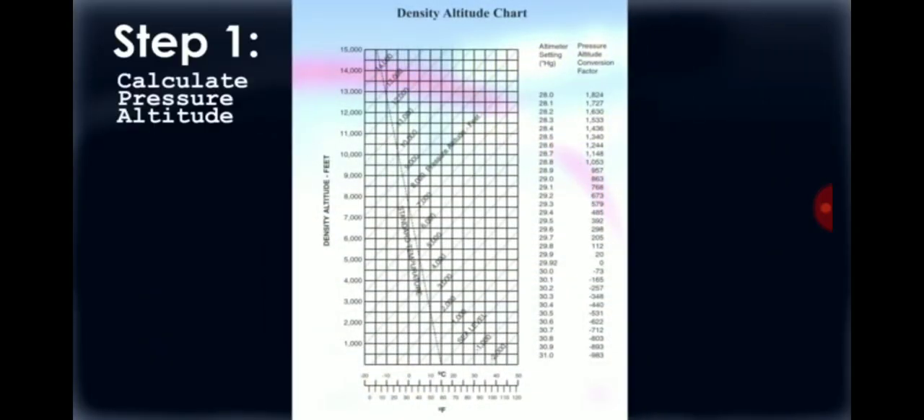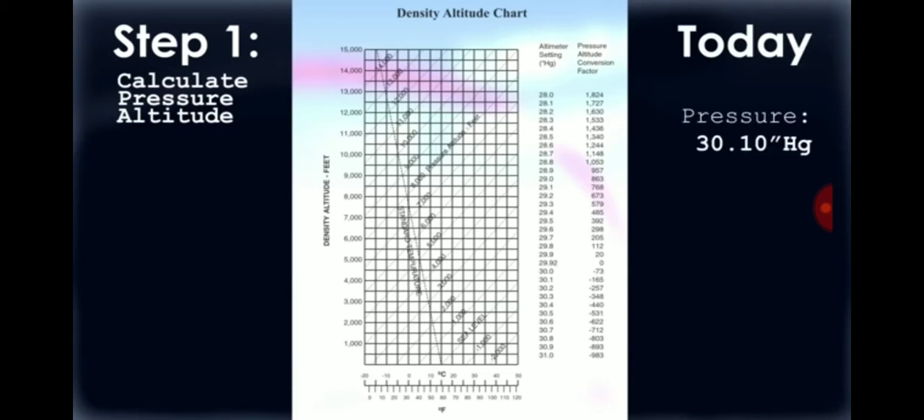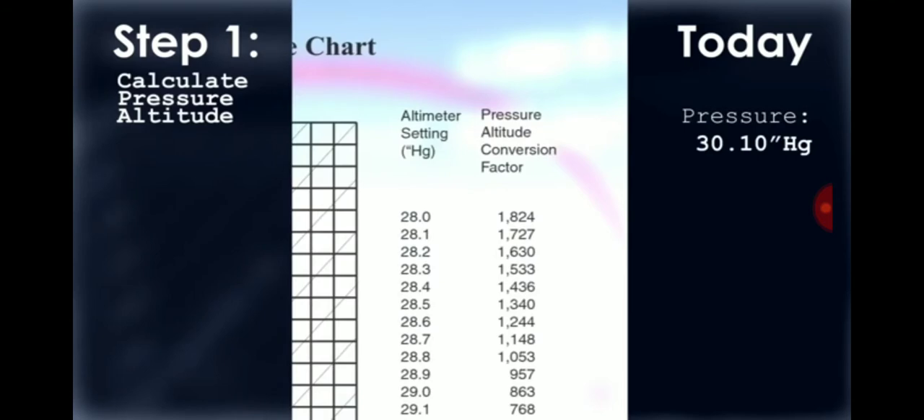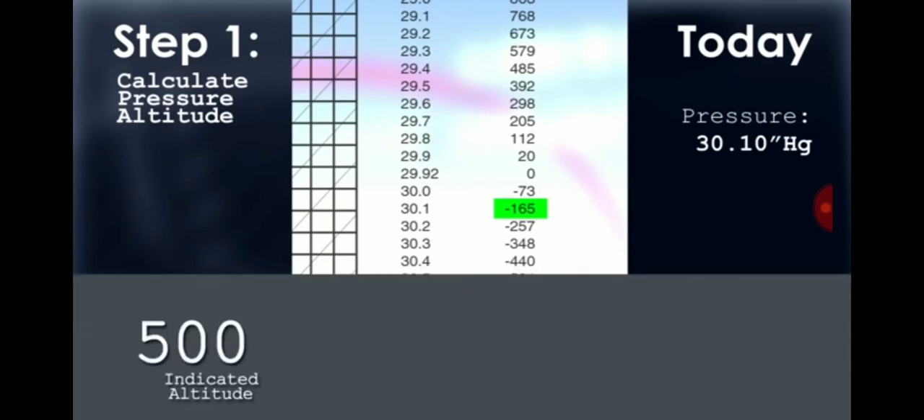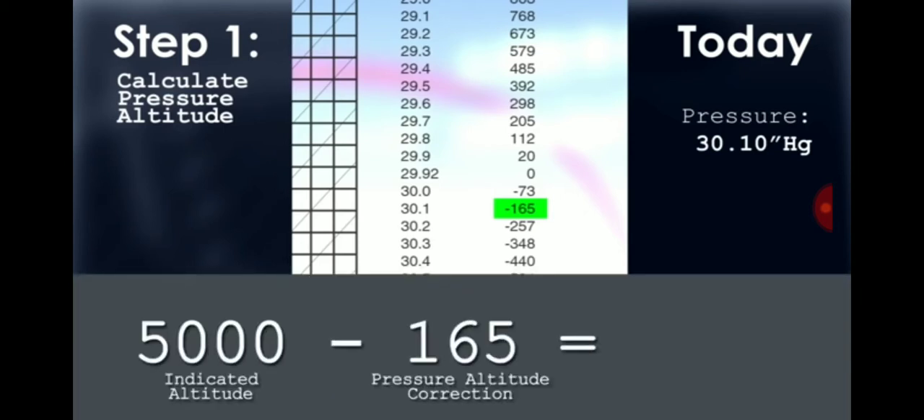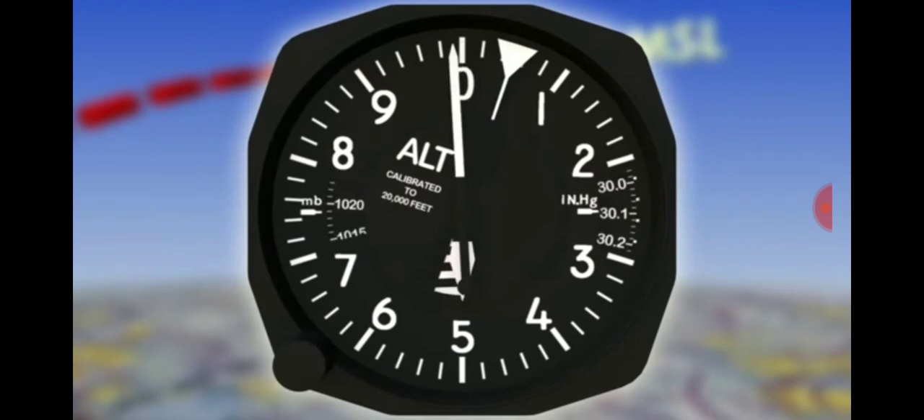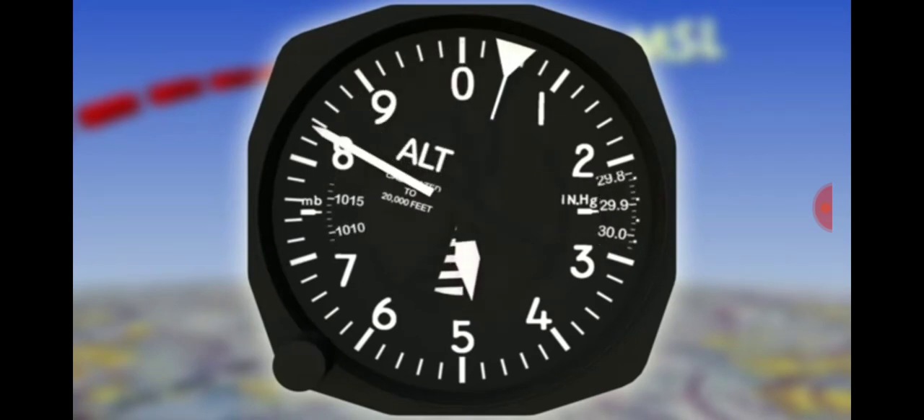The first step involved is to calculate our pressure altitude, which corrects for our non-standard pressure. Let's say today's pressure is 30.10 inches of mercury. Looking at the right side of the chart, we look into the left column for the altimeter setting of 30.10 and find that the pressure altitude conversion factor in the right column is negative 165. That means that our pressure altitude is 165 feet lower than what's indicated. 5,000 feet minus 165 feet equals a pressure altitude of 4,835 feet.